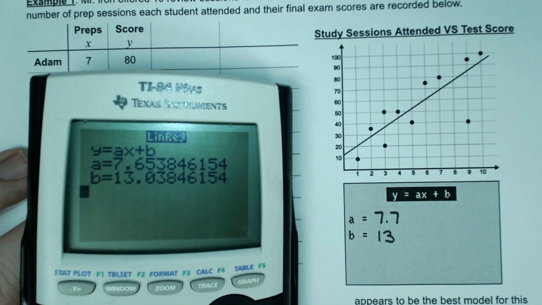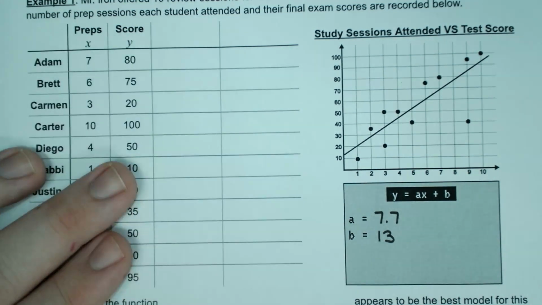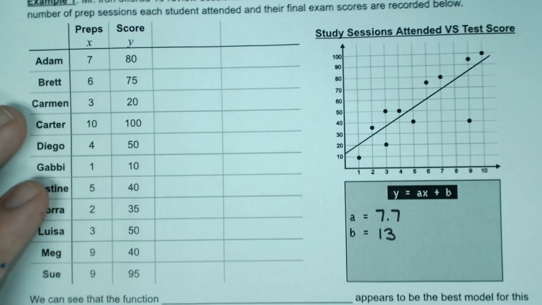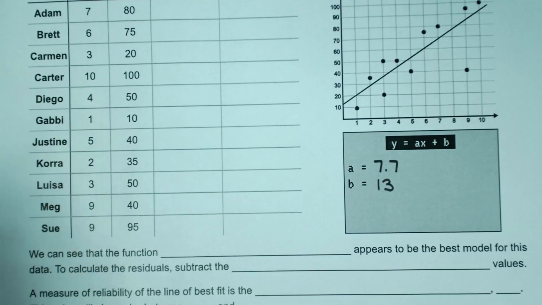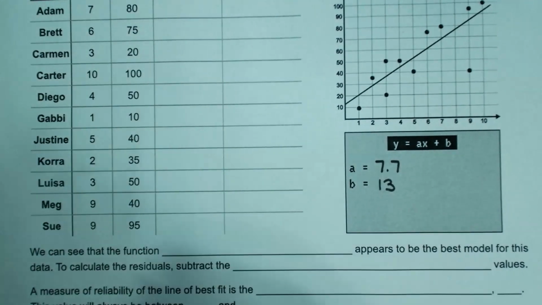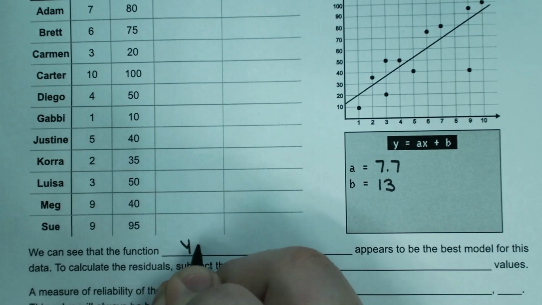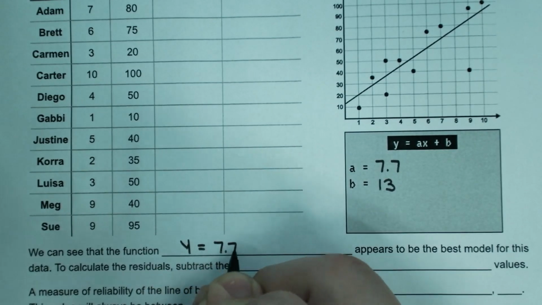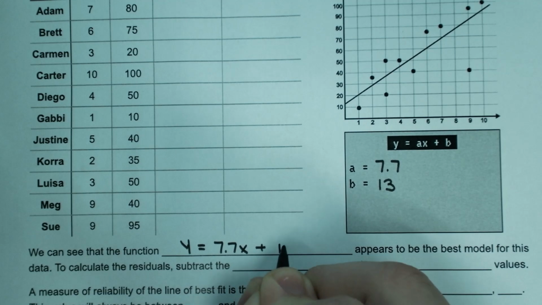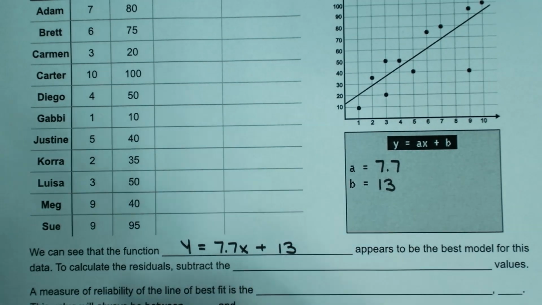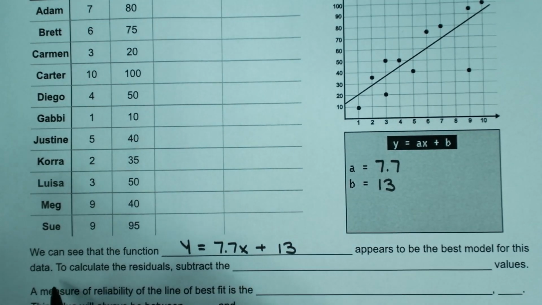Anybody need help getting there? Okay. So, moving on down. That tells us that the function y equals 7.7x plus 13 appears to be the best model for this data. But I want to calculate the residuals, the error, and that's going to take two big steps.